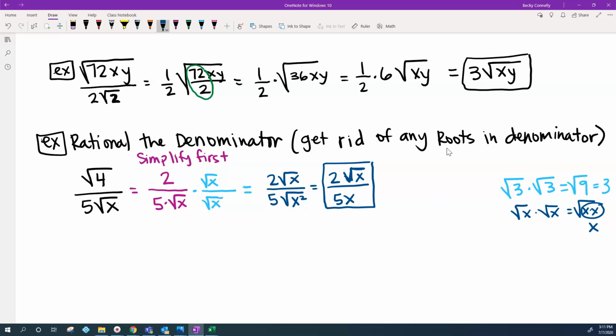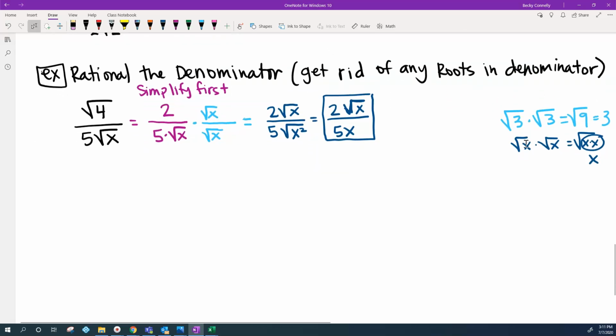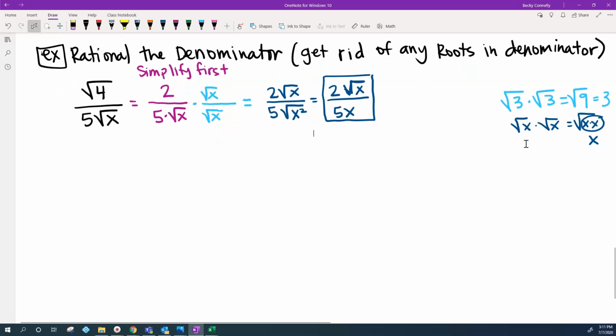Okay, let's better look at this one together, I think. So what happens if we have a different type of root, if it wasn't a square root? I also want to talk about how we would rationalize something like that. So, rationalize the denominator.